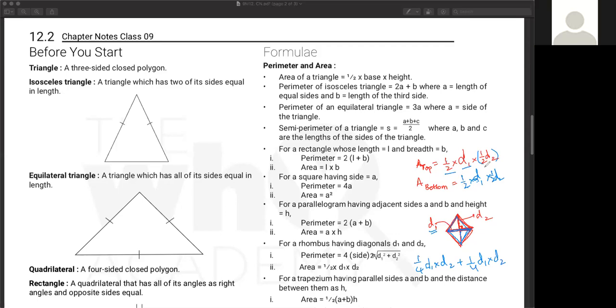No, first you ask for that small triangle. If you were to take the quarter triangle, then 1 by 8 would come. But since I took this whole half of the rhombus, that's 1 by 4. So 1 by 4 D1 D2 plus 1 by 4 D1 D2 will be equal to half into D1 into D2. Okay, so this is the area of a rhombus.